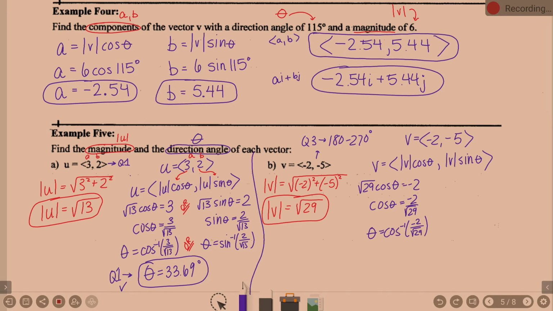What's your calculator saying? 111.80. Is that my final answer? It cannot be my final answer. Does it mean I'm wrong? No. It just means we have to adjust because inverse trig functions are not always going to give us the right one. Did anyone work the sine out? I don't have it written in my notes. Does it work out to be the same? You got negative 68.